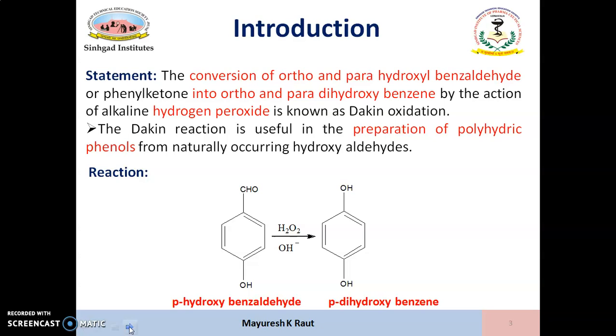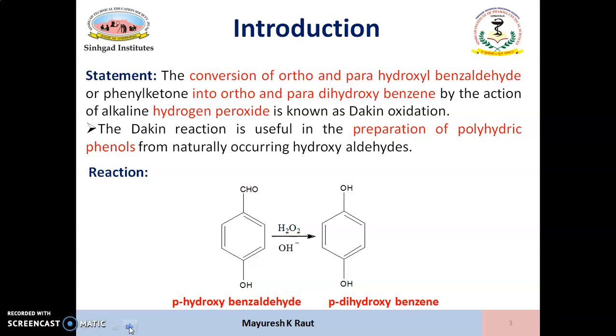Conversion of ortho and para-hydroxybenzaldehyde or phenyl ketones into ortho and para-dihydroxybenzene by action of hydrogen peroxide is known as Dakin oxidation. Dakin oxidation is useful in the preparation of polyhydric phenols from naturally occurring hydroxyaldehydes.